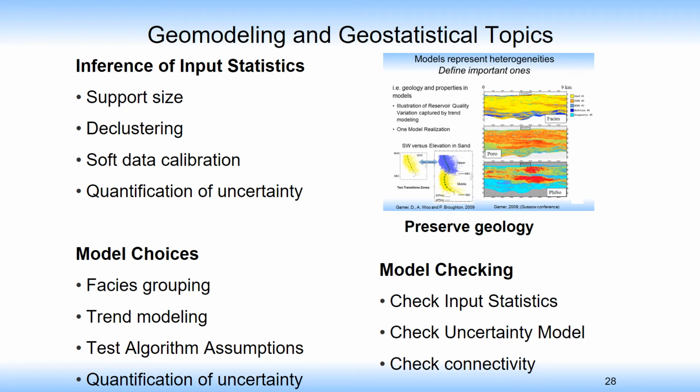And there are other topics, I just list them here. We're not going to analyze all of them, but we have the inference of our input statistics. We want to make sure that we have fair statistics going into our processes. We have a number of model choices and testing to do, and then it impacts our uncertainty. And then checking the models, checking that we've honored the important statistics and the uncertainty model is fair.